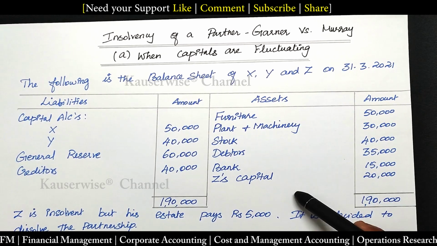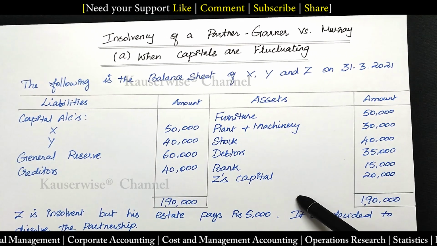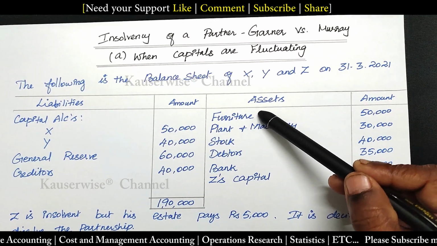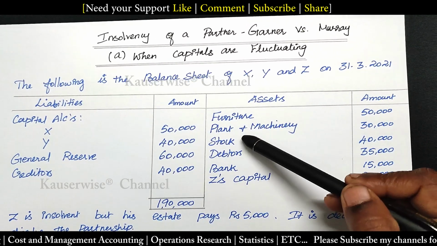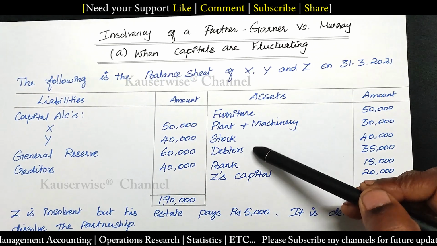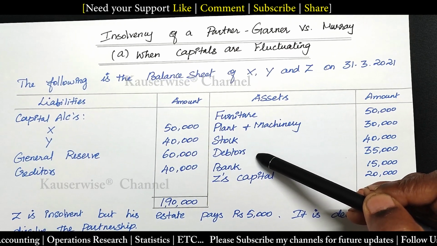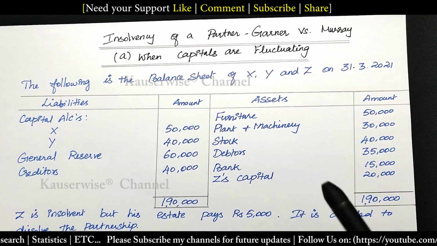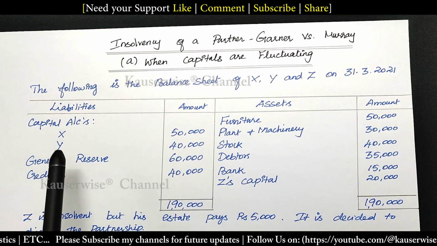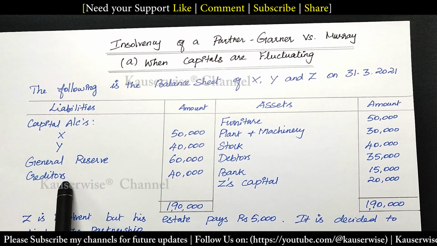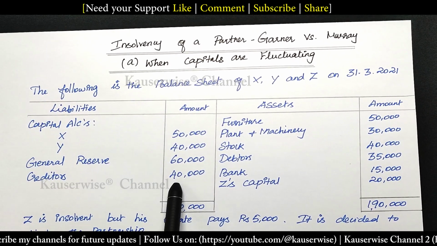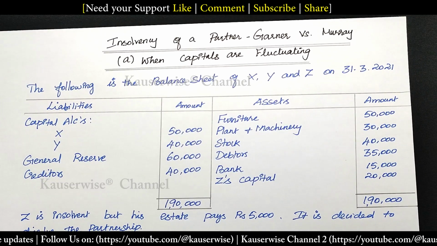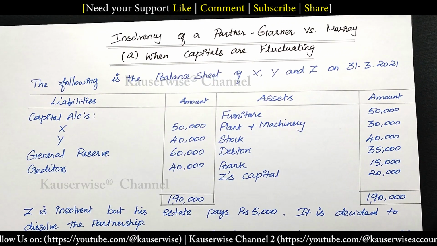In this problem we don't have any debit balance of profit and loss account. So here we have a few assets, that is furniture, plant and machinery, stock, and debtors. These are the assets we are going to transfer to the realization account, except bank balance and Z's capital account. Now see the liability side. Here we have only one third party liability, that is creditors. We need to transfer this to the realization account credit side. Now let's see the realization account.